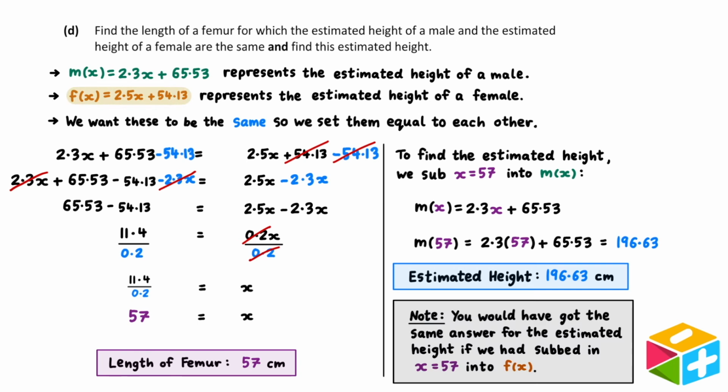It's worth pointing out that we would have got the same answer for the estimated height if we had subbed in x is equal to 57 into f of x instead of m of x. This is because we found that 57 was the x value, which makes m of x and f of x the exact same.